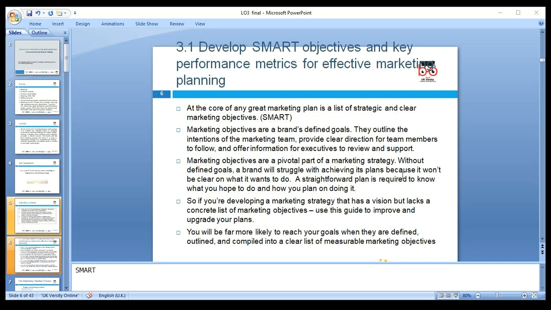Which we can measure. Say you want to gain an OTHM level 7 qualification in 1 year. Is it achievable? Is it realistic? People do it in reality. Yes, so that's what we need to be. So SMART objectives are at the core of any great marketing plan.